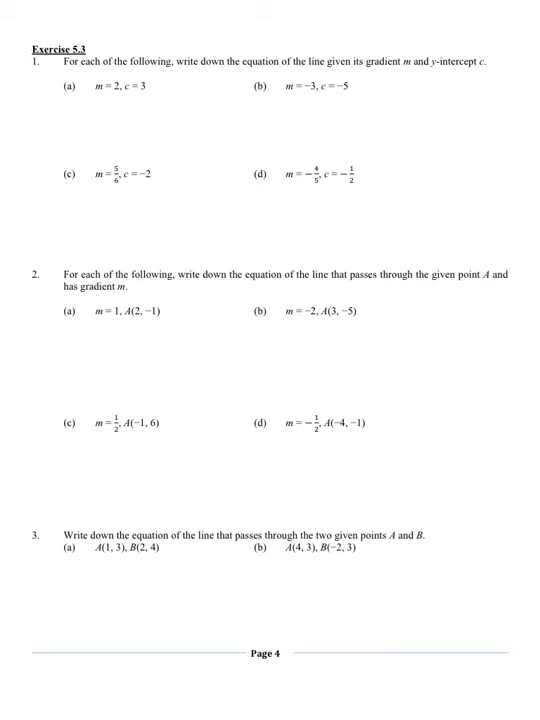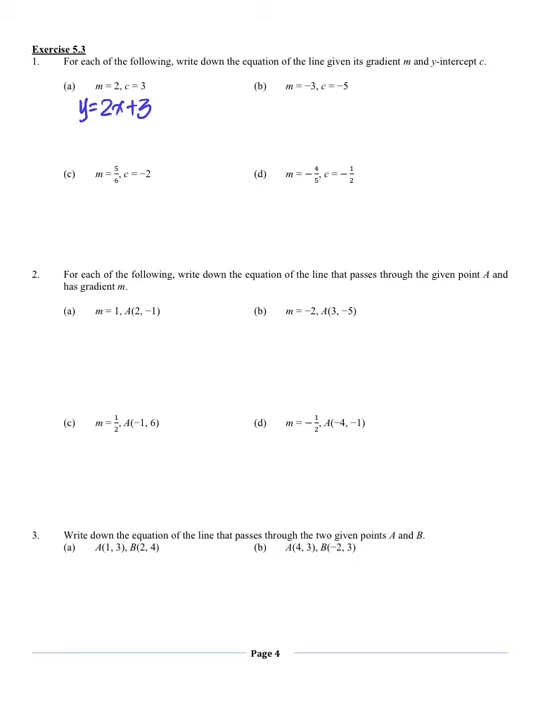So we are at exercise 5.3. Now I'm going to show one example for each of these, and then the rest of you, please do the rest. Do it on foolscap because I don't think you have space to do all your working. For each of the following, write down the equation of the line given its gradient m and y-intercept. So this is very easy. Gradient is 2, the y-intercept is 3. So y equals mx plus c, so y equals 2x plus 3. That's quite easily done.